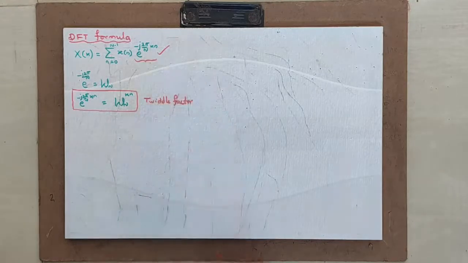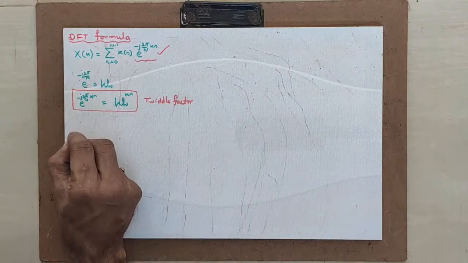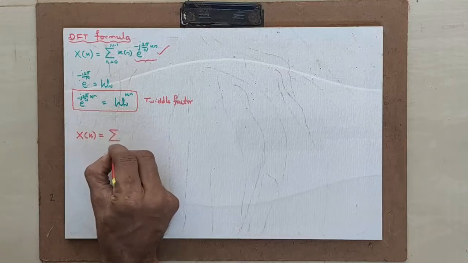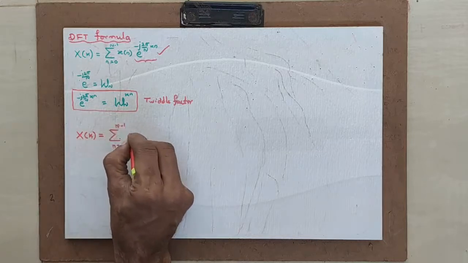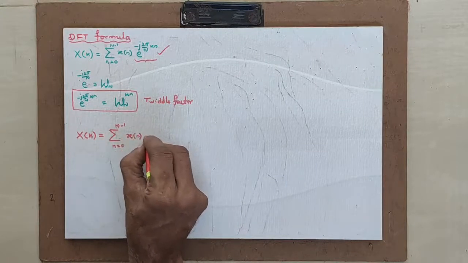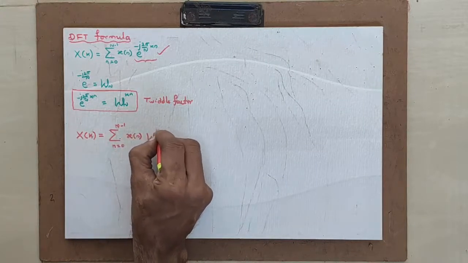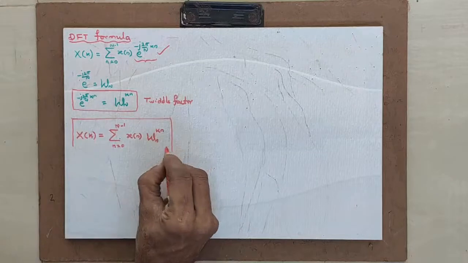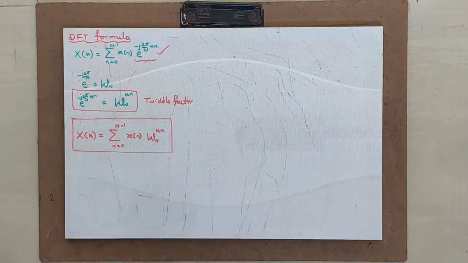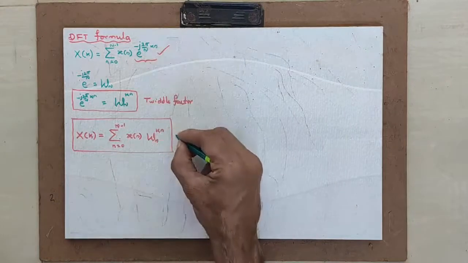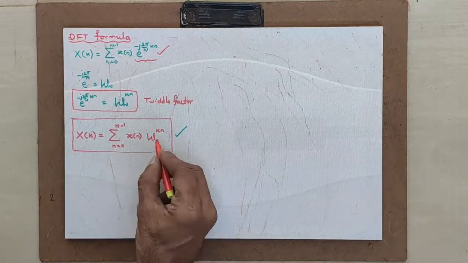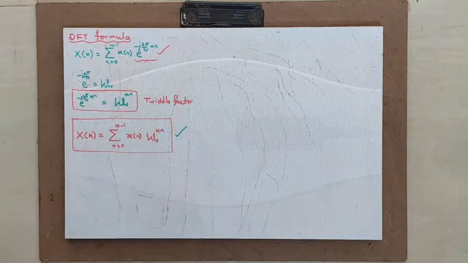And the formula, whatever x of k was there, I converted it, now it becomes x of k is equal to summation n is equal to 0 to n minus 1 x of n Wn raised to kn. This is the simplified or easy formula for us to apply. Try to remember this formula also along with the fundamental formula. This is also a very important formula. Wn raised to kn is a Twiddle factor.